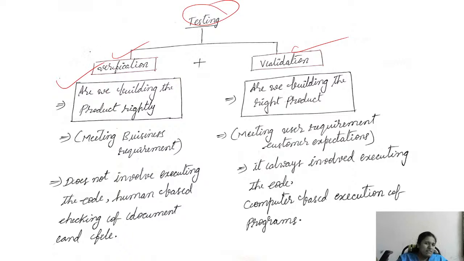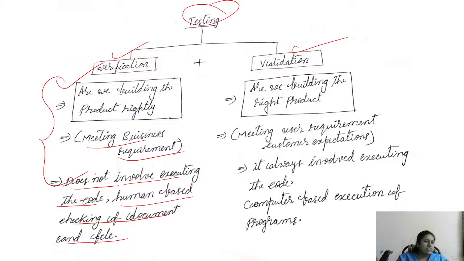Verification means, are we building the product rightly, meeting the business requirement, whatever the customer is saying, and are we developing in that way or not. Verification does not involve executing the code; it is human-based checking of documents and files. There is no execution of code at all.